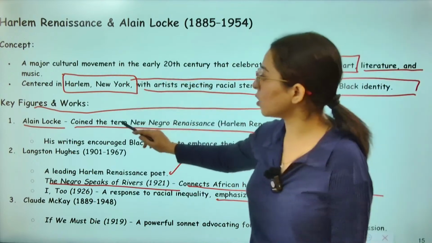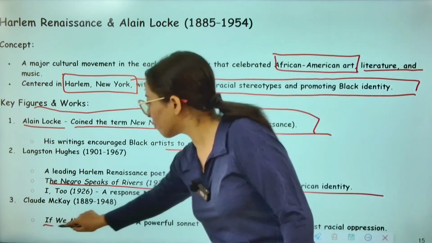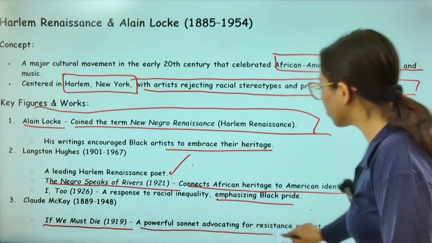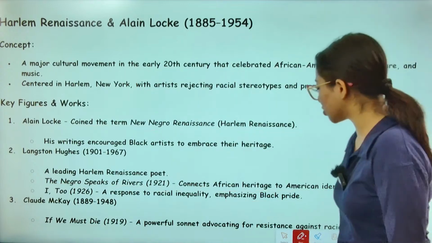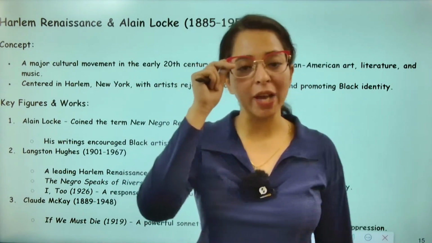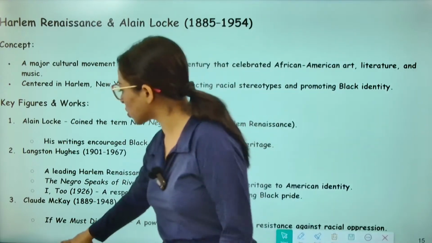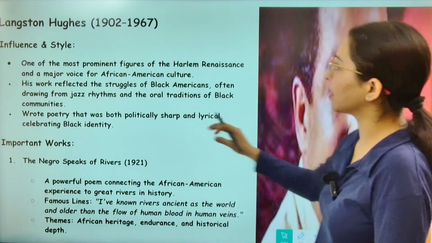So you have Alan Locke, Langston Hughes, and Claude McKay. Claude McKay ने लिखा था If We Must Die, 1919 का work था, a very powerful sonnet जो कि advocate करता था for resistance against racial oppression. So yes, Harlem Renaissance was very important for racial studies to come in the future. And yes, it was all about taking assertion, taking pride over your black identity.